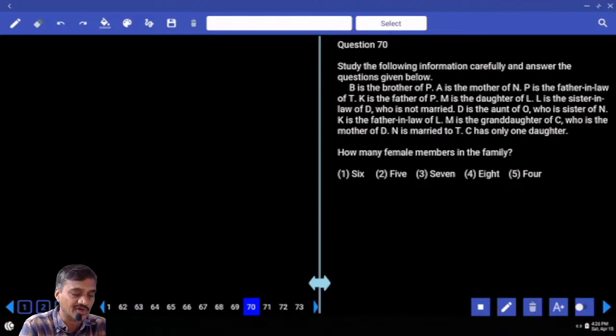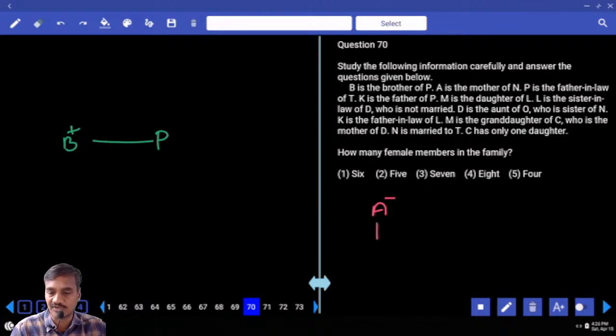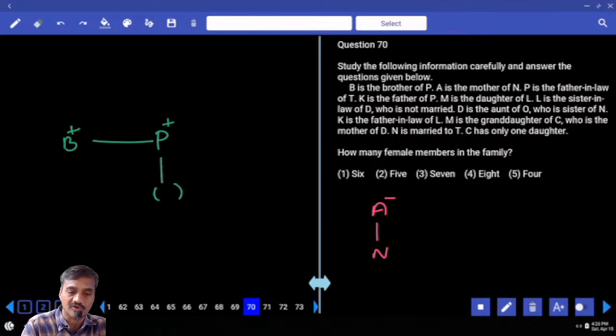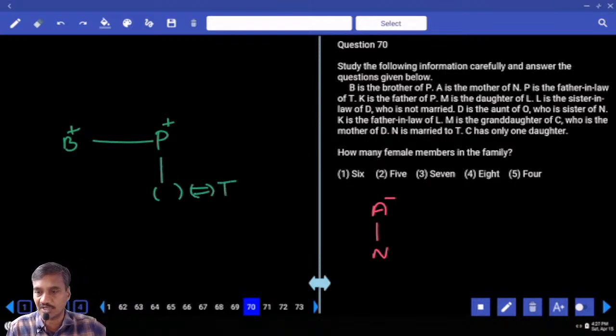Now B is the brother of P. Now this can be written like this: B is the brother of P. And A is the mother of N. Now A is the mother of N, and P is the father-in-law of T. Now P is the father-in-law of T means P's child's spouse is T.